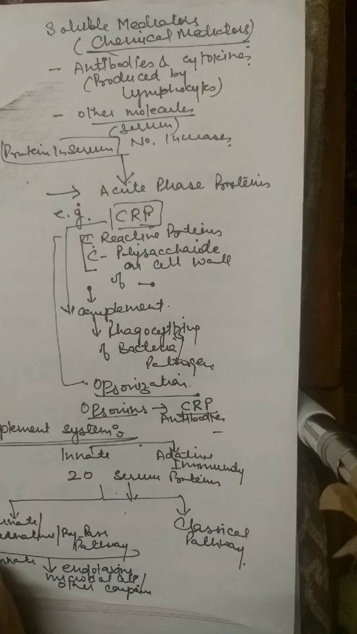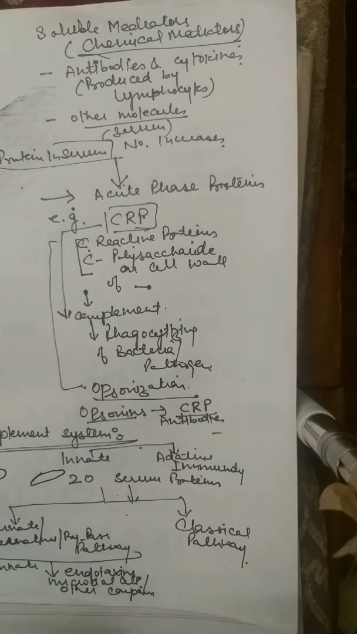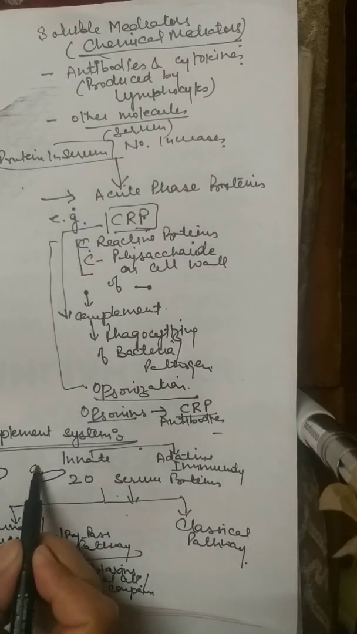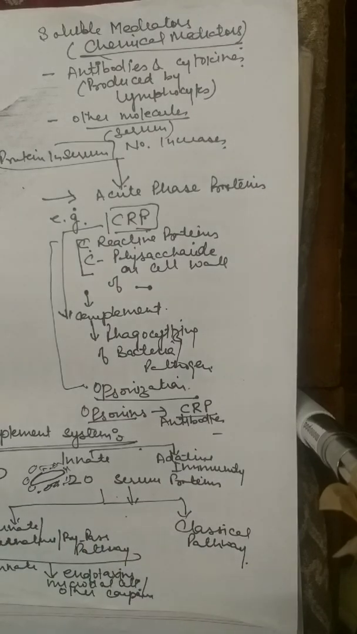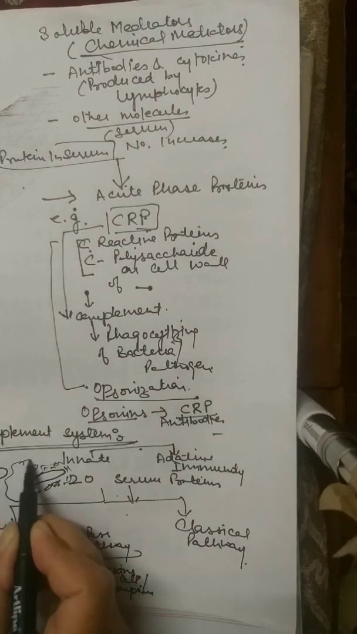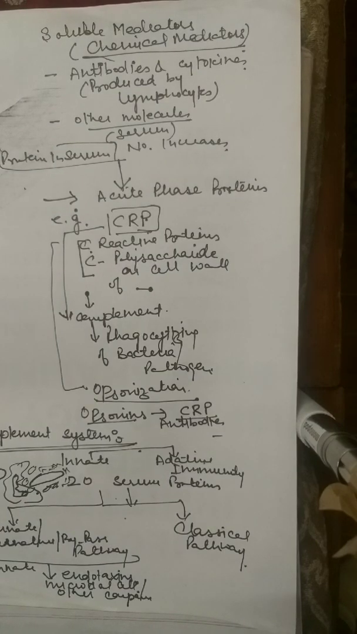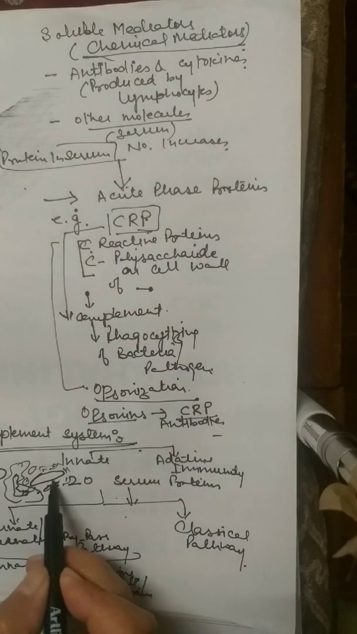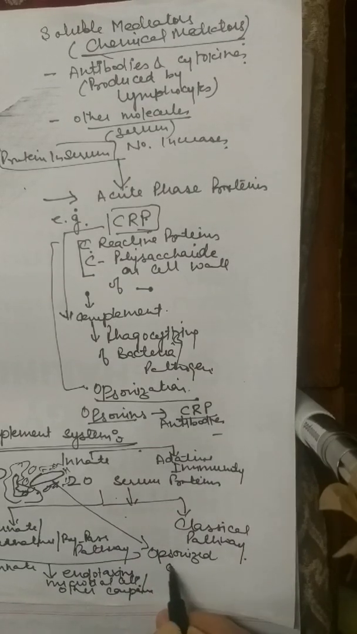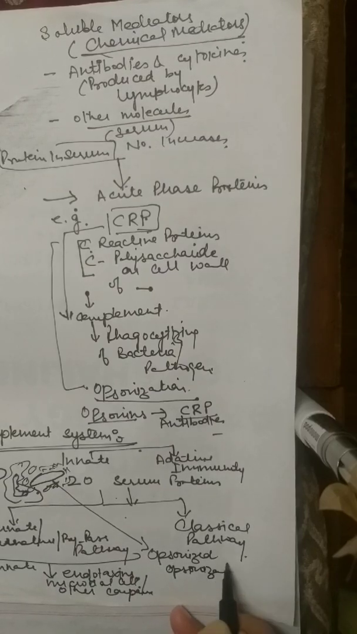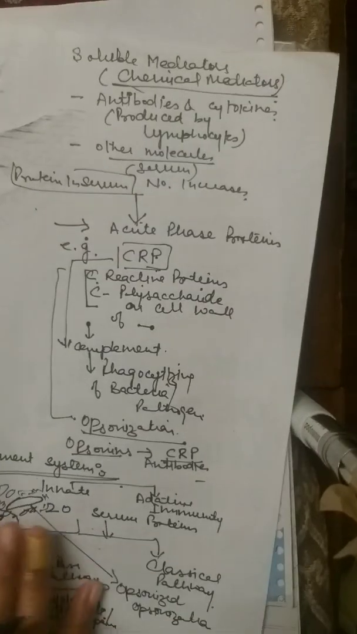suppose this is a certain microorganism, it gets coated by these components of the complement system, and ultimately it would be phagocytized by a phagocyte. We say that this microorganism gets opsonized, so the process is opsonization. This is how the alternate pathway operates.